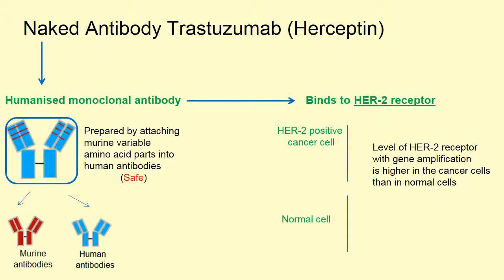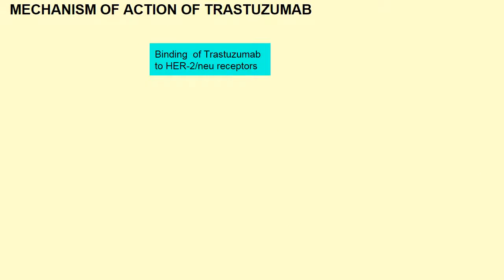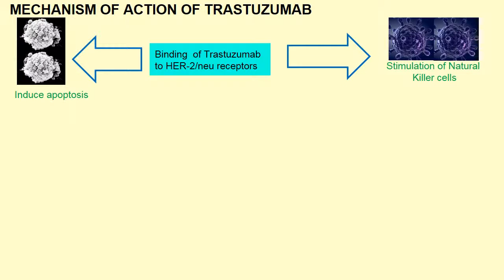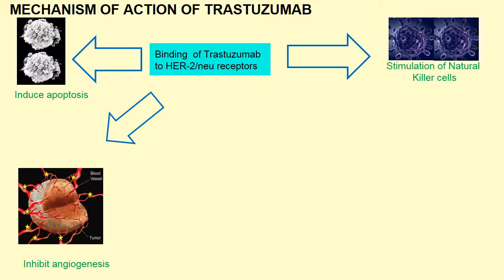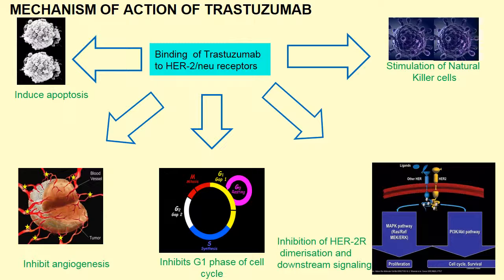As we can see, the HER2 receptors are overexpressed on the breast cancer cells more than on the normal cells. So interfering with these receptors through Herceptin can lead to higher selective toxicity towards the cancer cells. So what are the mechanisms of action of trastuzumab? It kills the cell by inducing apoptosis and stimulating the immune cells. It also inhibits angiogenesis and the G1 phase of the cell cycle, and decreases signaling by inhibiting two main pathways, the MAPK pathway and the PI3K pathway.